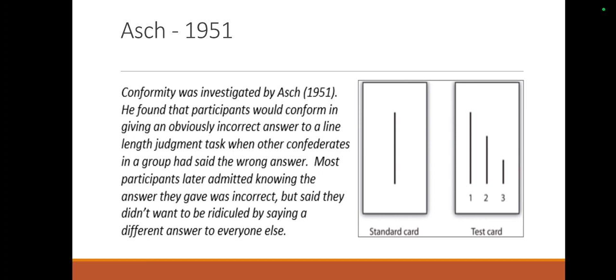So even though the obvious right answer to this example is test card line number 1, if the Confederates had all said that it was number 2, then the real participant would conform and they would give an answer that was incorrect. But after they were debriefed and questioned as to why they behaved in that manner, the vast majority of the participants said they knew that it was the wrong answer, but they didn't want to be ridiculed by saying a different answer to everyone else. So that really got Solomon Asch thinking, what are the reasons for conformity?